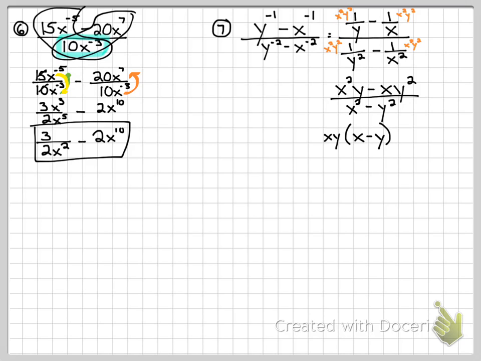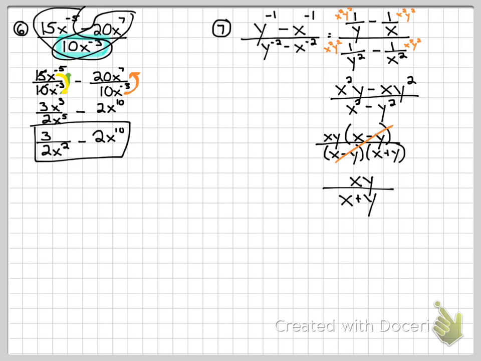There's the top factored. You really need to recognize the bottom as a difference of squares. It happens a lot, and if you don't recognize it, it's going to make your life a lot harder. X squared minus y squared is just x plus y, x minus y. Doesn't matter which order. Now that I've factored it, you should see one of those factors matches. The x minus y is on top and bottom. I can cross it out, and my final answer is what's left.